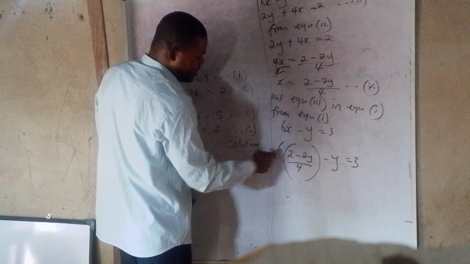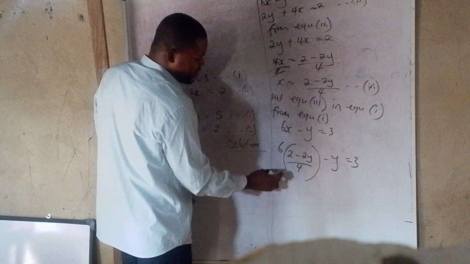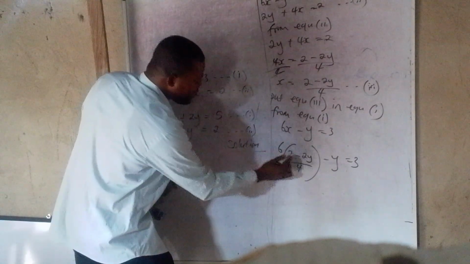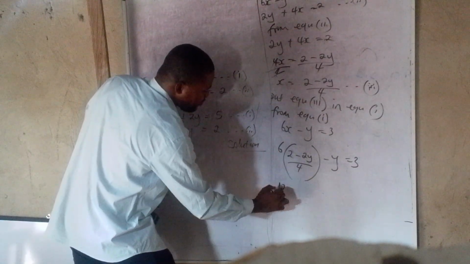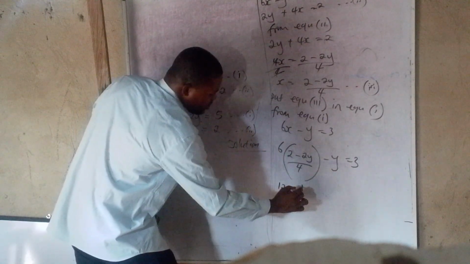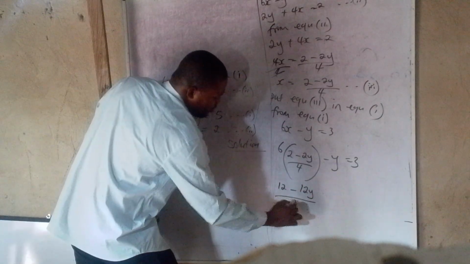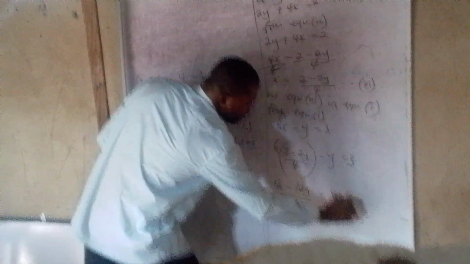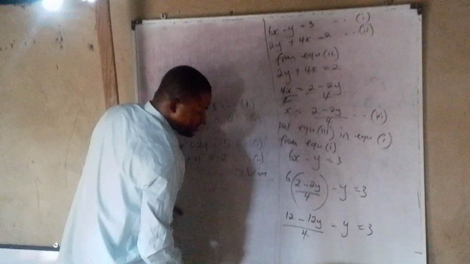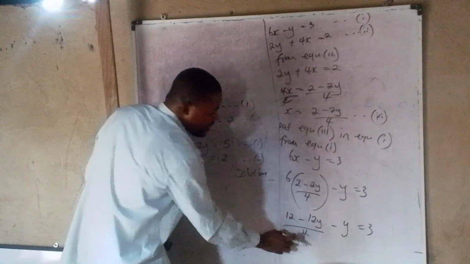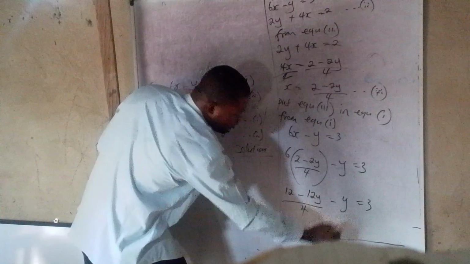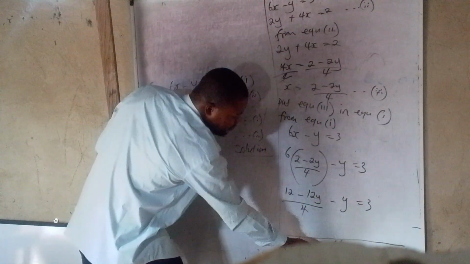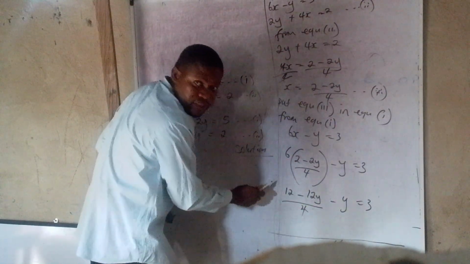I'll do the needful outside. 6 times 2 is 12, minus 12y, all over 4. Only these two are on top, which now affects the part underneath, minus y equal to 3. At this point, what will I do? I can look for my LCM. The LCM of all this: I have 4 underneath.